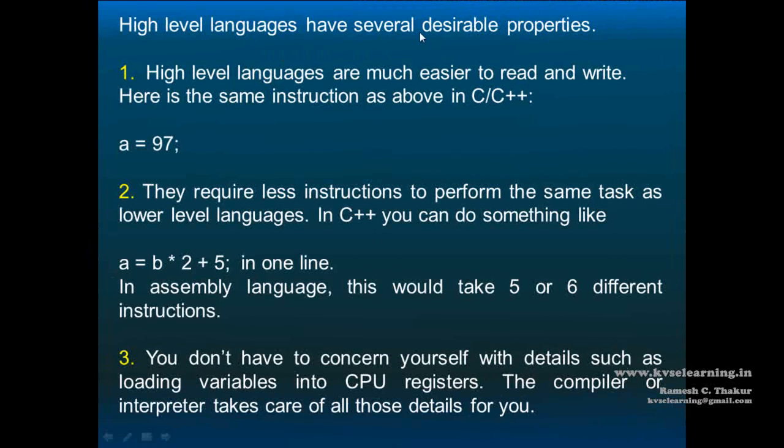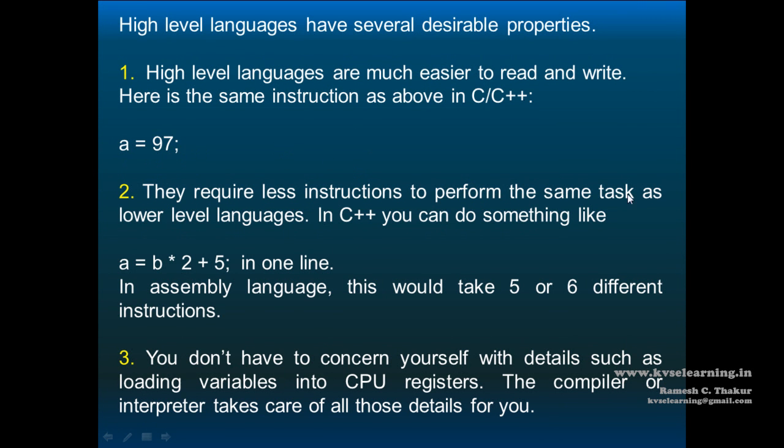High-level languages have several desirable properties. High-level languages are much easier to read and write. Here is a sample instruction that we have written in C++ language, a equals to 97. It seems just like a mathematical equation, and it could be understood by everyone who knows a bit of maths.